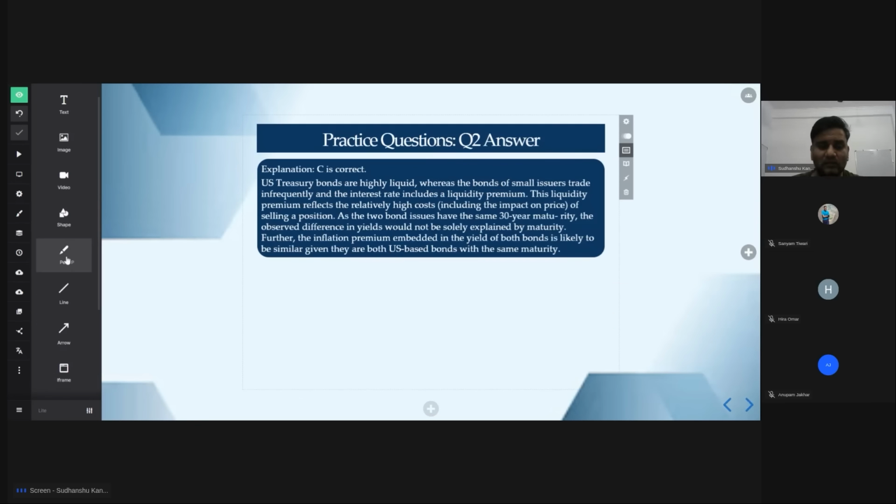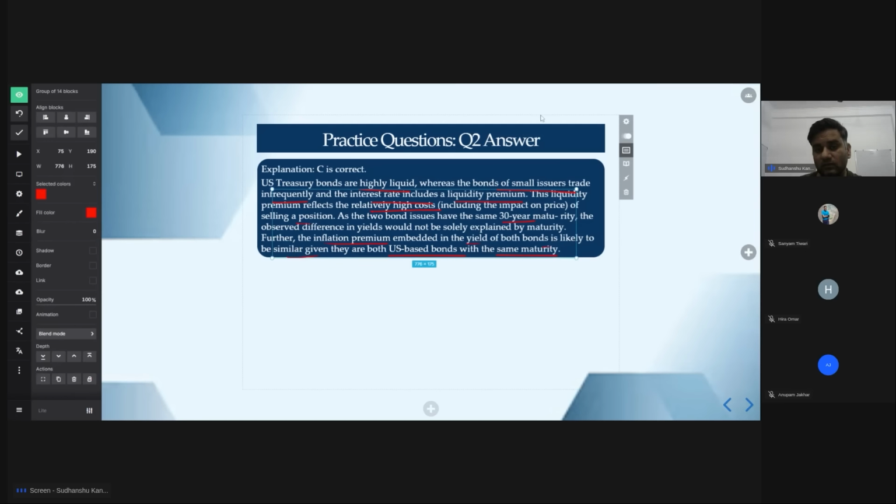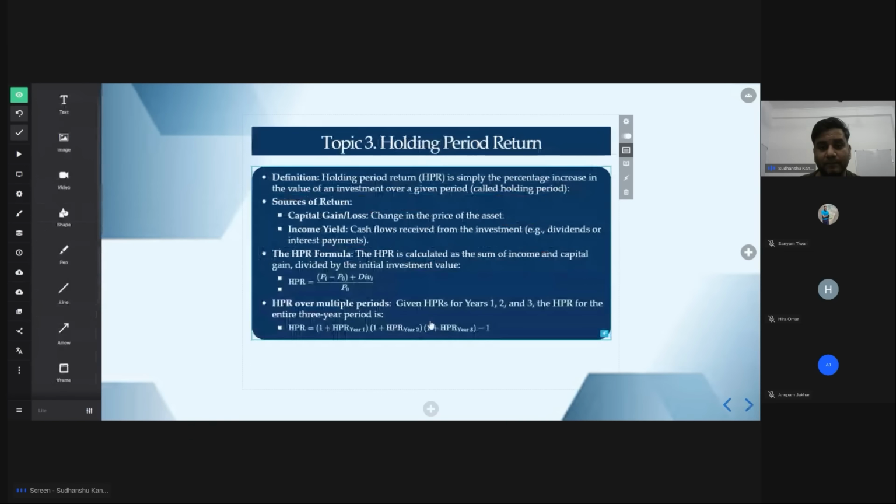You have it now, right? So US Treasury bonds are highly liquid, whereas the other bond's issuer is small and trades infrequently, and its interest rate includes a liquidity premium. That's what I told you. The liquidity premium reflects the relatively high cost of selling a position. Both have the same maturity, right? The inflation premium embedded in the yield of both bonds is likely to be similar, given both are US based with the same maturity. So try to get to the meat of the topic. You will get the idea.